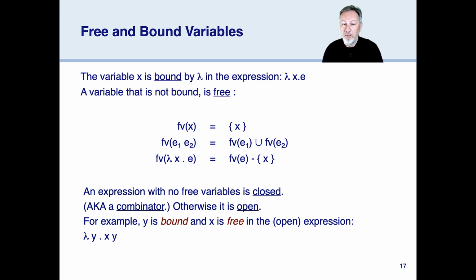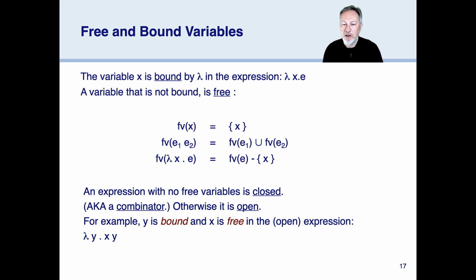We can define free variables recursively as follows. If I have the expression x, well, there's no lambda binding it, so it's free. So the free variables in the expression x is a set containing x. If I have an application of E1 to E2, well, the free variables of that expression is simply the union of the free variables in E1 and the free variables in E2. Finally, lambda is the binder, so it binds variables, so we remove them from the free variable list. So if I have the expression lambda x dot e, the free variables in that are simply the free variables that occur in e minus x. That's it.